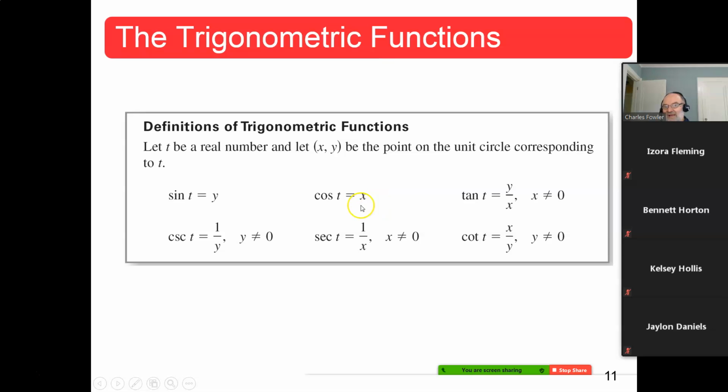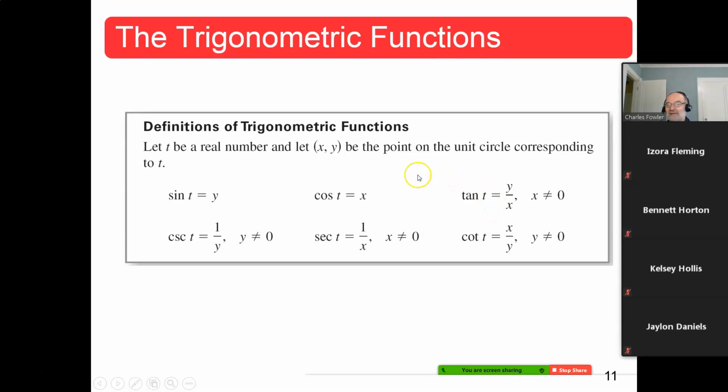Cosine of t is x. Okay? So here's how I think of it. The sine of t is the opposite side. That's the y value. The cosine is the adjacent side. That's the x value of that angle, always measured from your horizontal positive axis. The angle's up here. The y value is the sine. The x value is the cosine. That's all it's saying.